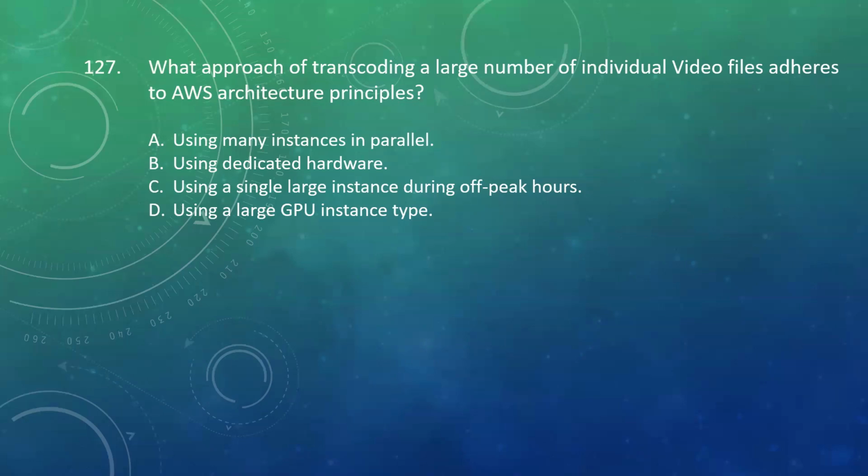Next option, to use dedicated hardware, will help, however, will also result in increase in cost. So not something recommended. Option C is again some kind of dedicated hardware during off-peak hours, so not a right option. Using a large GPU instance will help, however, not as much as compared to option A. So the correct answer is option A. Now, as a thumb rule, multi-threading is always better than serial processing.